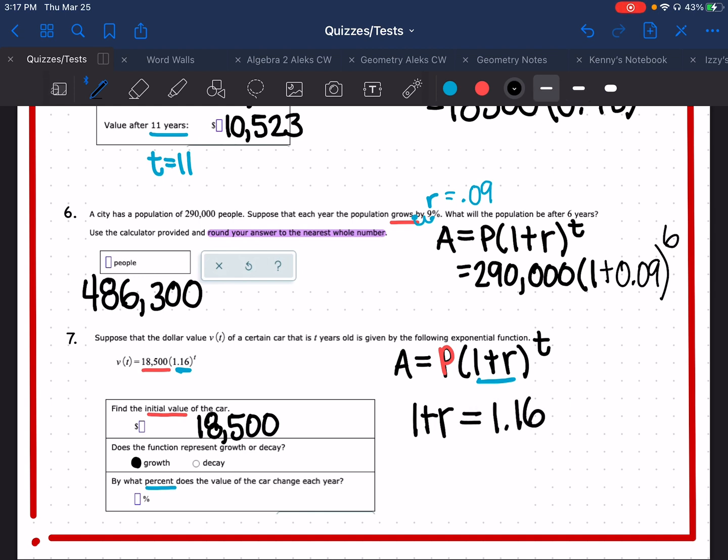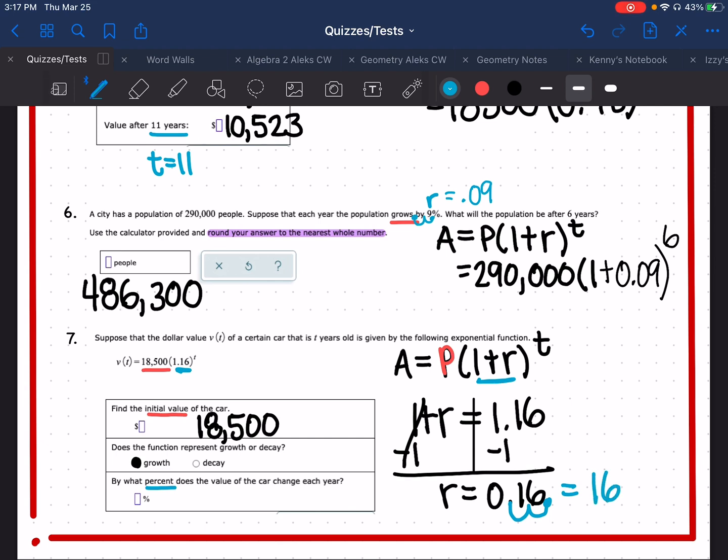Okay, I'm going to think of this as an equation. So draw your line through the center, and you're going to go ahead and subtract the 1. Well, you subtract that and you get 0.16. All you have to do is change this to a percentage. To do that, you move the decimal back to the right. And so this is going to be 16%.